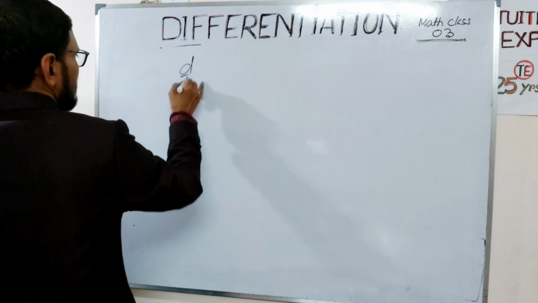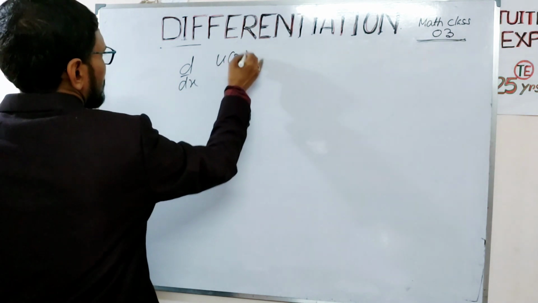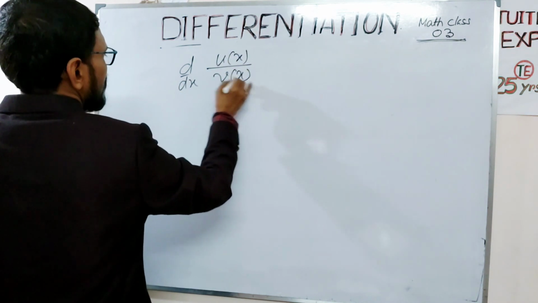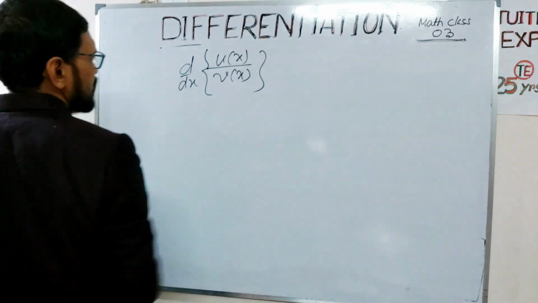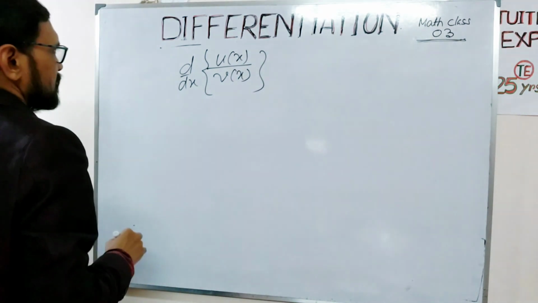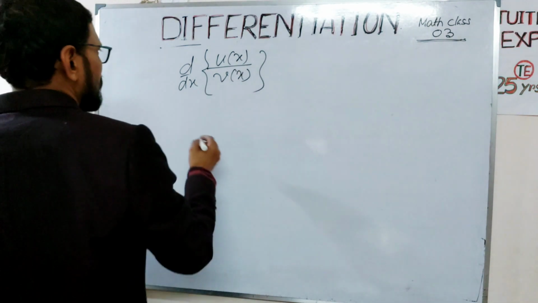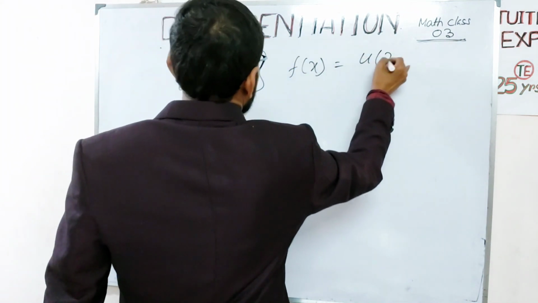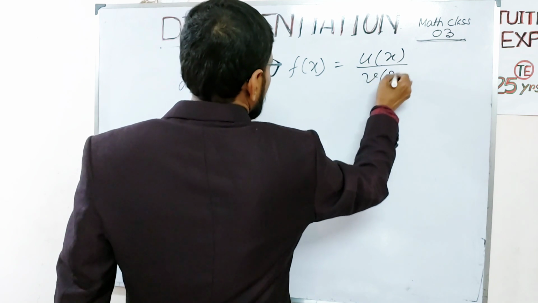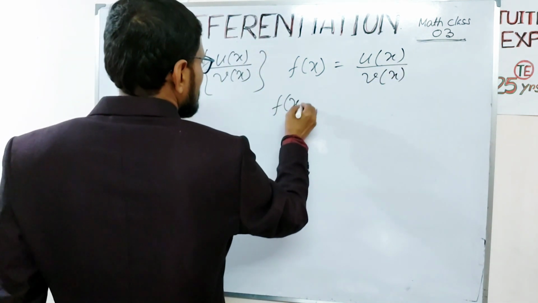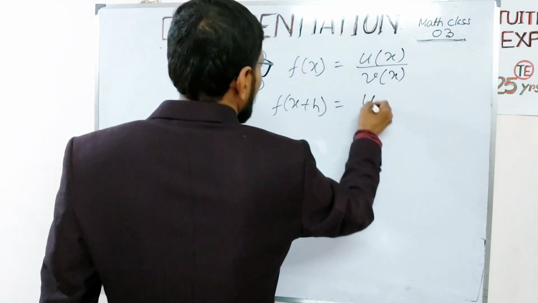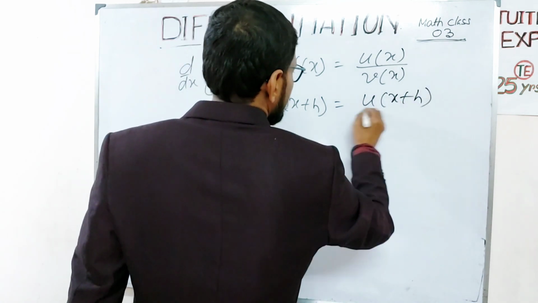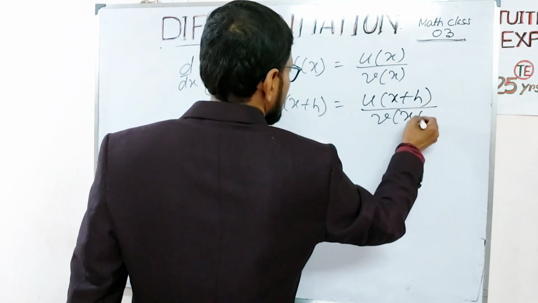Derivative of u x by v x. What is the formula of u x by v x? We have to find it from first principle. Now here f x, the function, is u x by v x. So f of x plus h will be u of x plus h by v of x plus h.